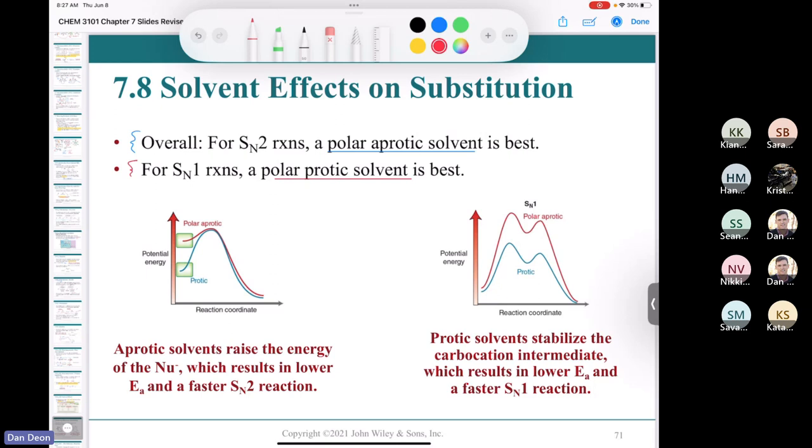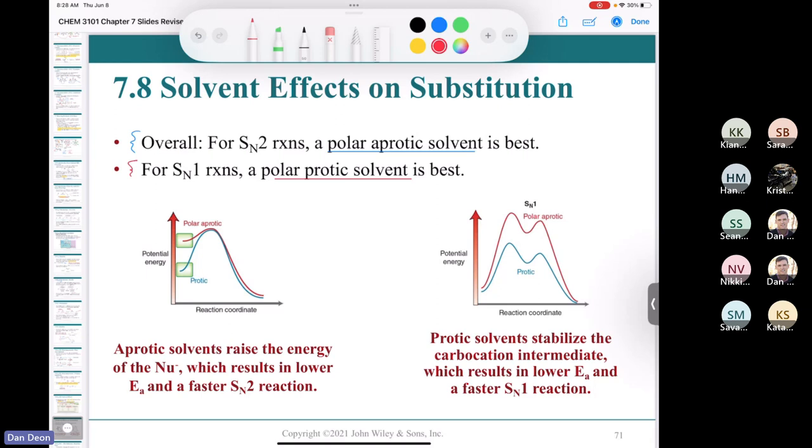What happens in an SN2 reaction is that when you run the reaction in a polar aprotic solvent, it raises the potential energy of the starting materials, okay? And so that lowers the activation energy. Whereas for an SN1, when you run it in a polar aprotic solvent, it has a very high activation energy. And in a protic solvent, it has a very low activation energy.